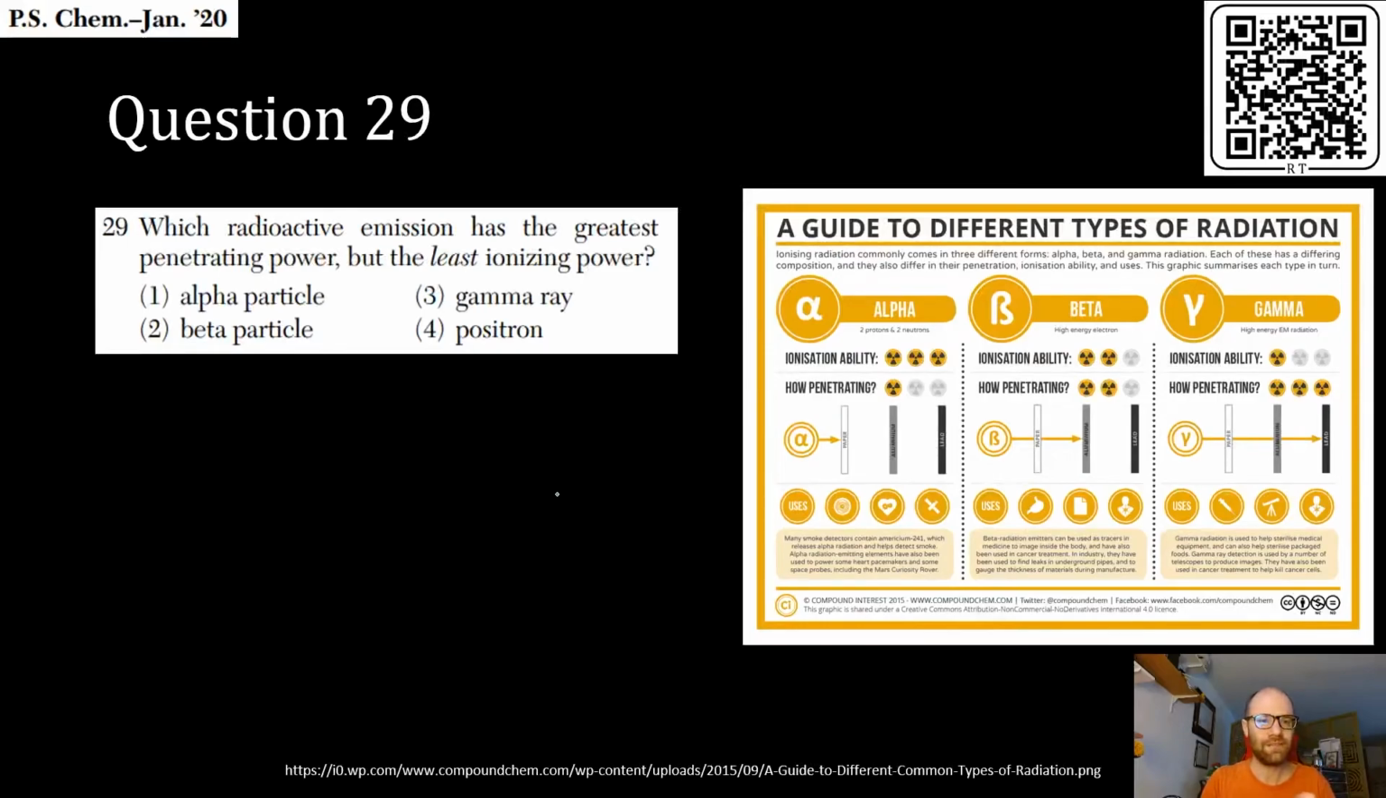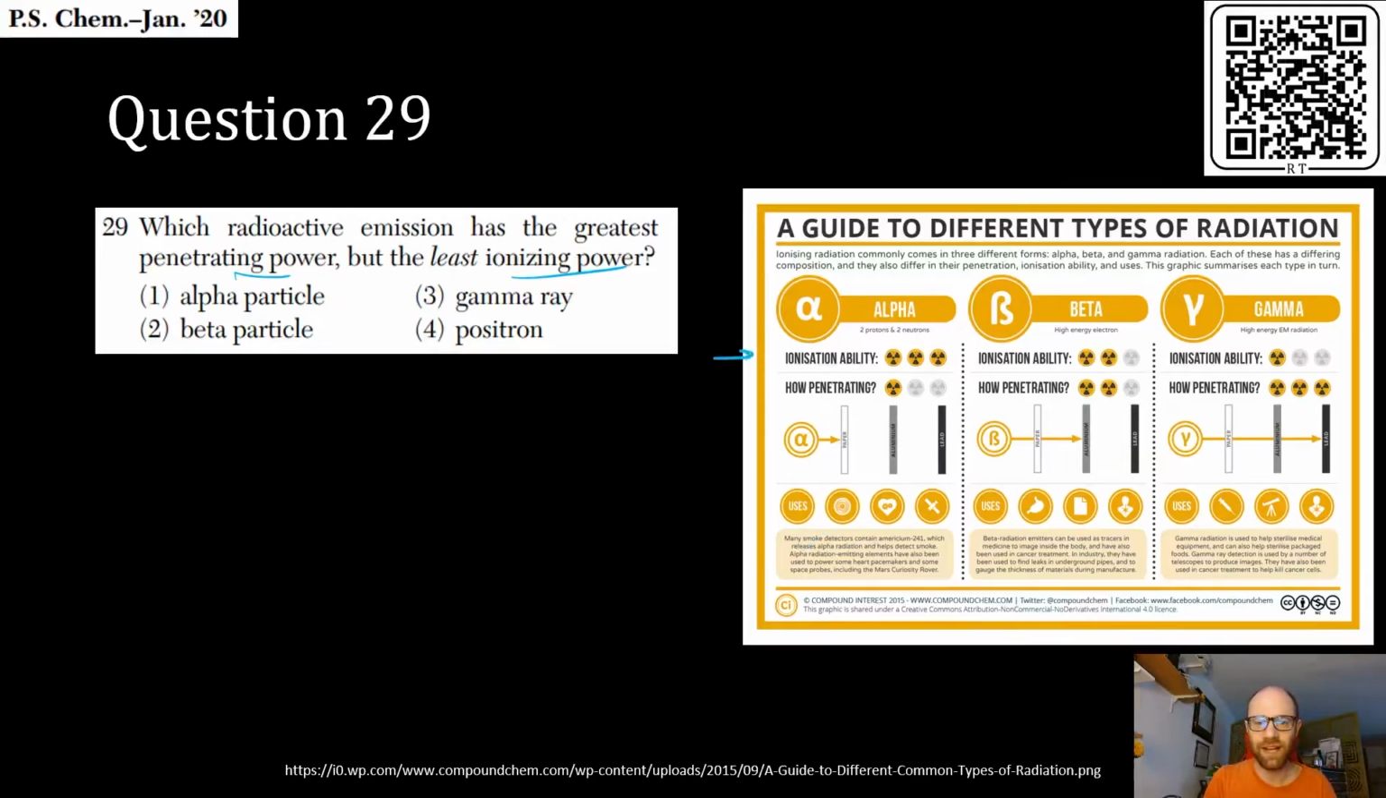Which radioactive emission has the greatest penetrating power and the least ionizing power? The different types of radiation that we've seen can be blocked with different things. This is why you wear a lead vest if you go to the dentist and get x-rays, because we're trying to block that radiation. Again, I'm leaning on compound chemistry. I'll put a link below if you want to look at this larger.